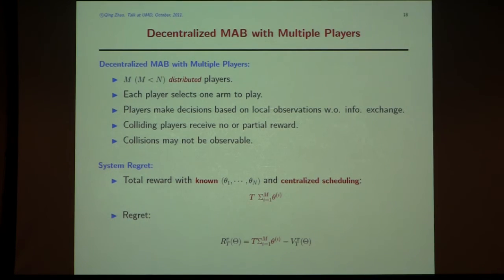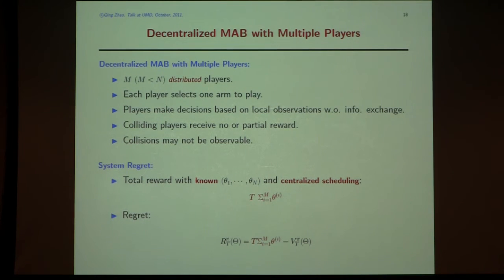That means you play a particular arm, you get a reward equal to 5. You don't know whether this is the full reward offered by the arm, or you only got partial reward because you collided with someone else. So in this case, the problem becomes really challenging in the sense that collision not only affects your immediate reward, it also affects your learning ability.